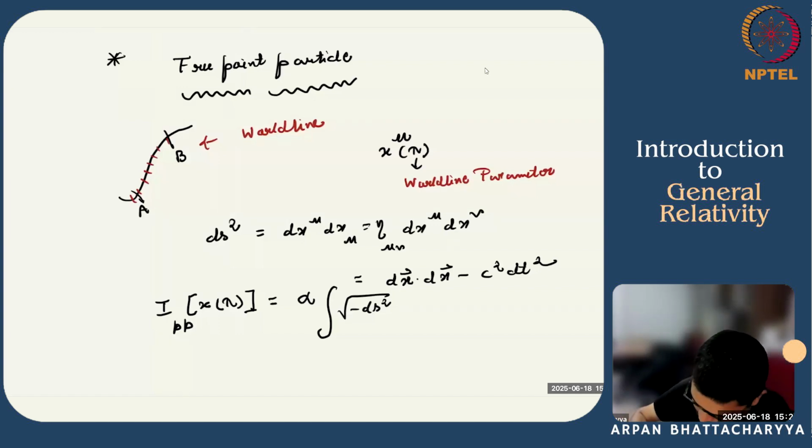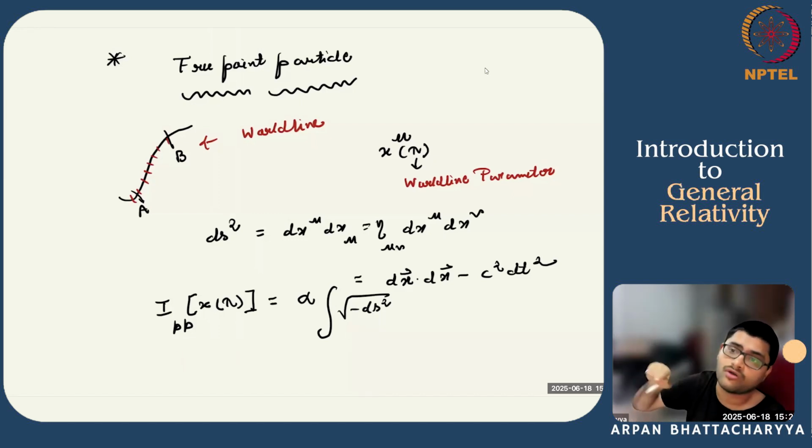Now let's try to fix this constant alpha. How do you do that? Let's keep in mind all the criteria for the action that we have just written down before. We demand that this action, in units of h bar equal to 1, has to be dimensionless. Now the square root of ds square has dimension of L. So if I has to be dimensionless, alpha must have the dimension of 1 over L.